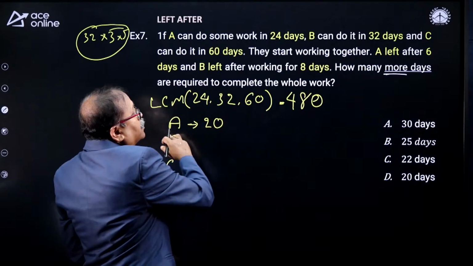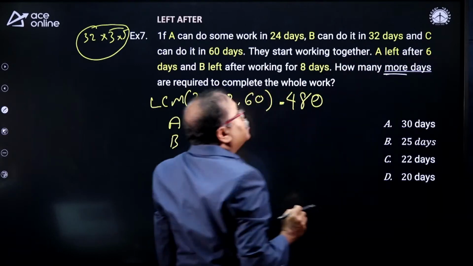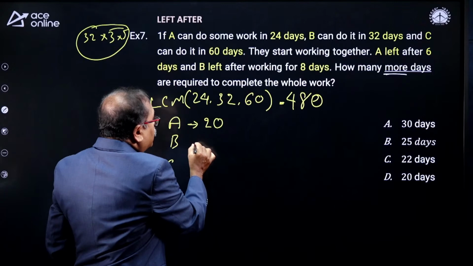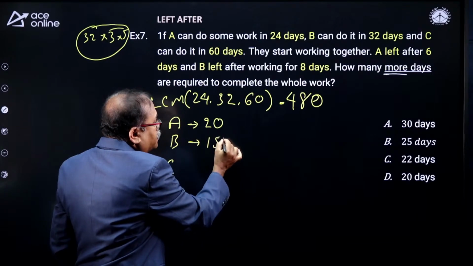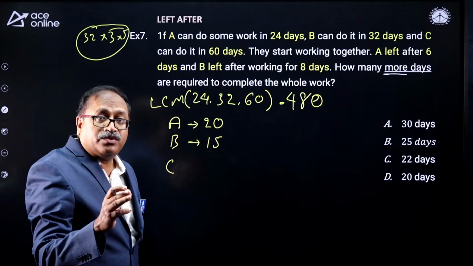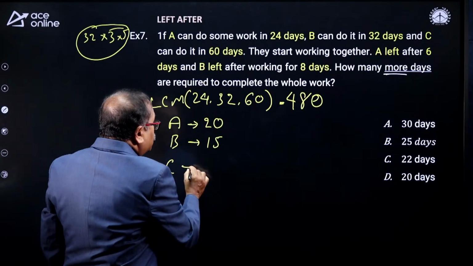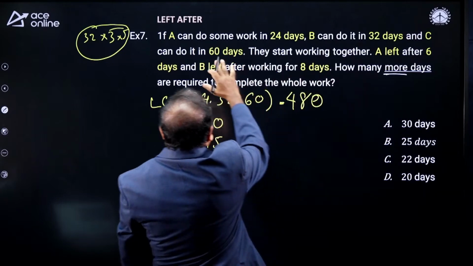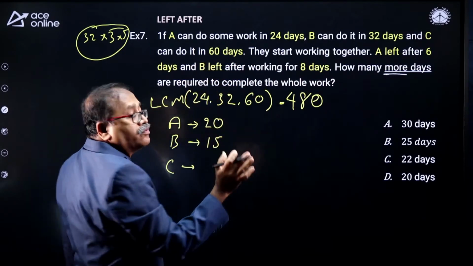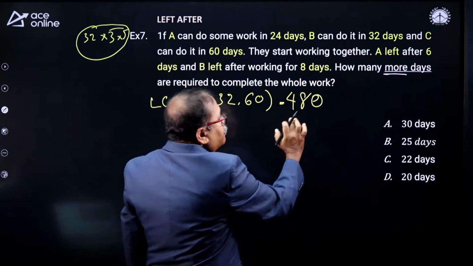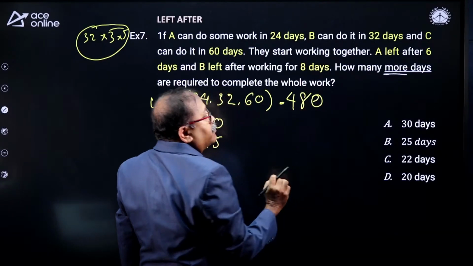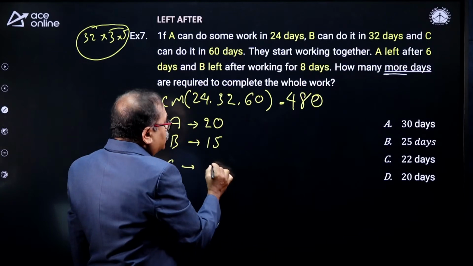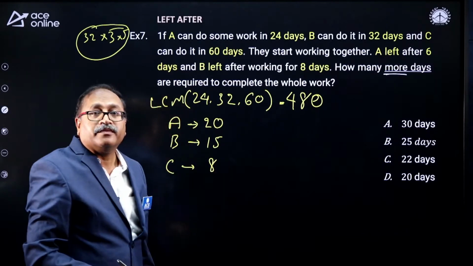In the same way, B completes the entire work in 32 days. If I divide 480 by 32, I get 15 units per day. Now coming to C, C completes 480 units in 60 days. Then for 1 day, 480 divided by 60, and I notice that it is 8 units per day.